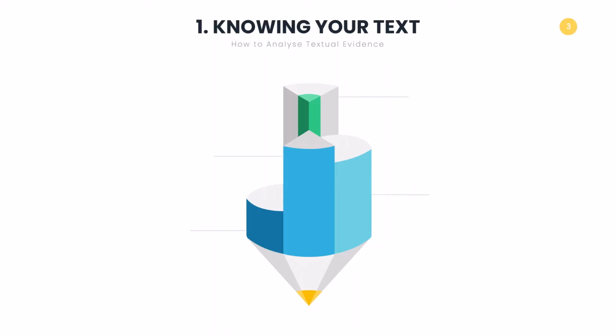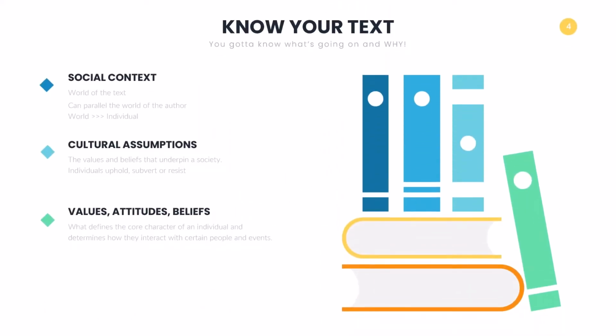Please note, however, that this will have different wording across GCSEs, A-levels, IB, and ATAR, but in English, we are always looking for the same things. Those things are social context, cultural assumptions, values, attitudes, and beliefs.